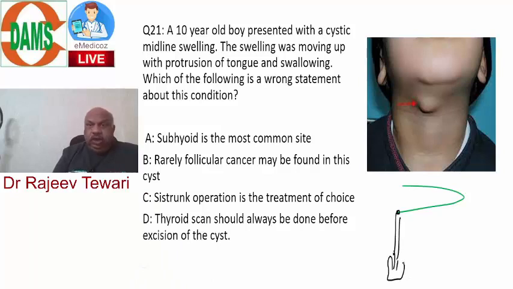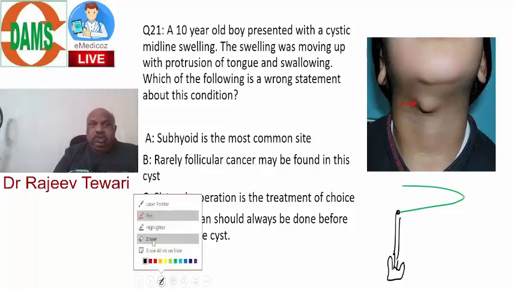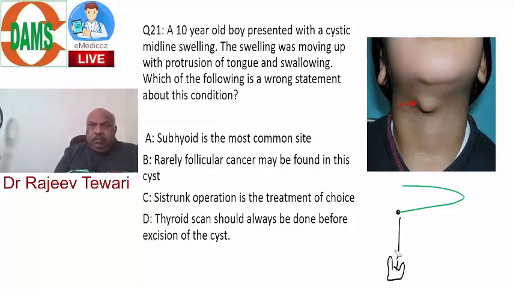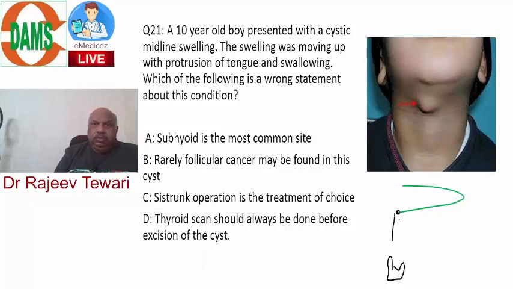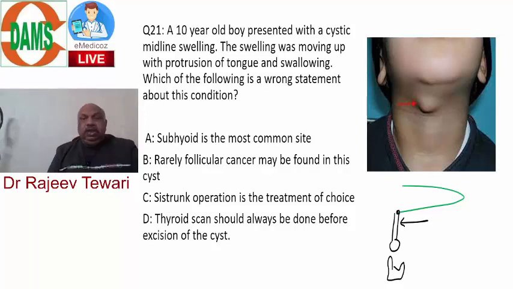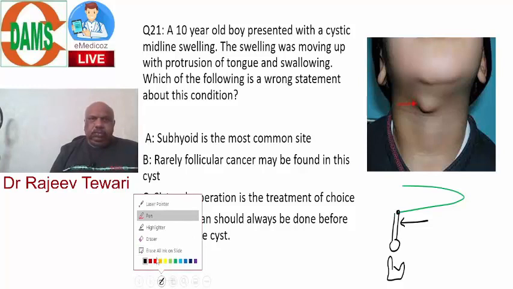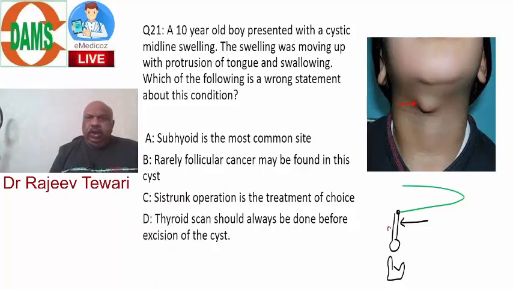This is the thyroid. This tract will disappear. But generally, if it persists, then the upper part will persist and we have a cyst with a tract attached to the foramen cecum, the base of the tongue. That's why it moves up with protrusion of the tongue. The most common position is subhyoid, that's correct.